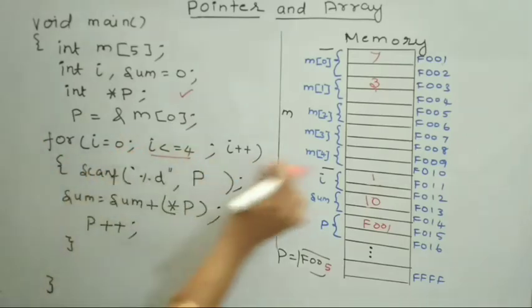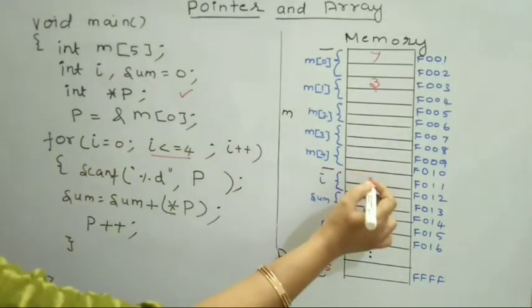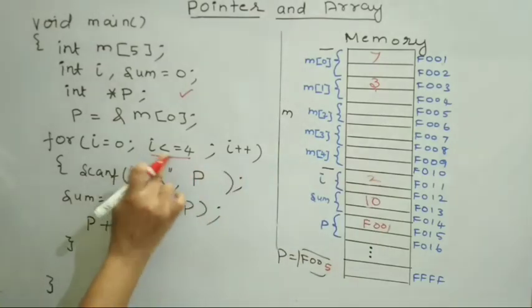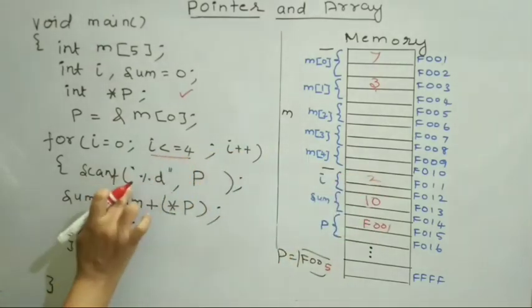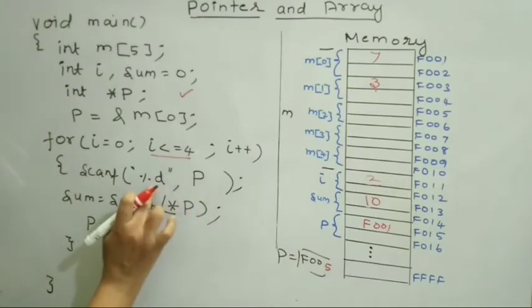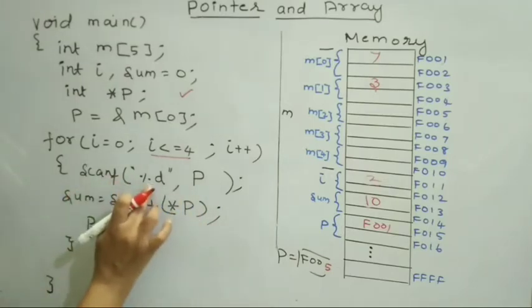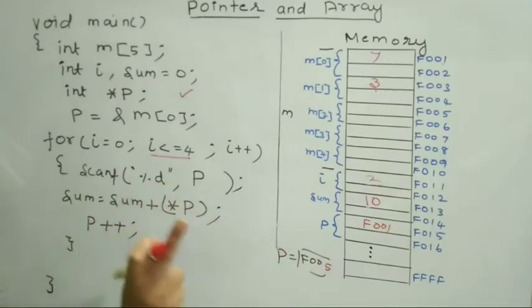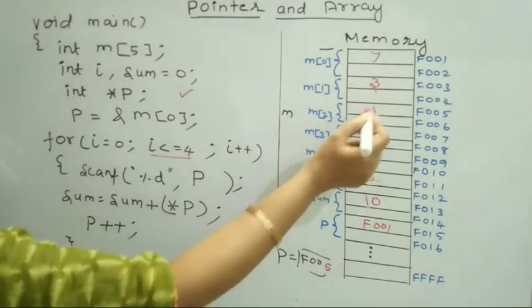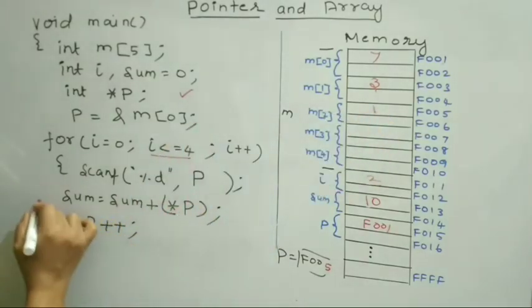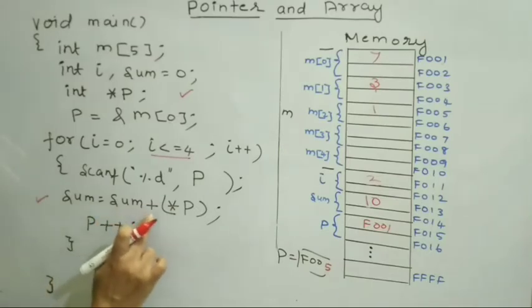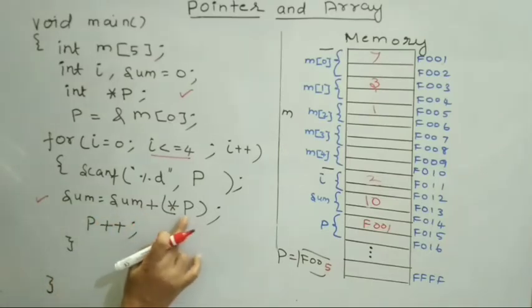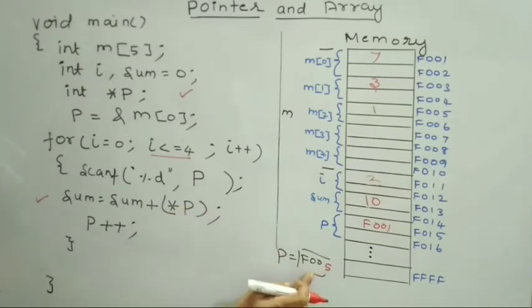Again I am jumping back. Now the value of I is incremented by 1, so I becomes 2. It checks the condition; definitely 2 is less than 4, so I am getting inside my loop. I am going to get an integer value in this scanf statement that is assigned to the memory address of this p. Now the memory address of p is F005. If I input the integer value 1, it is assigned to this memory address. Then when I execute this statement, sum is sum plus star p. P holds the memory address F005, and star p will get the content of this memory address.